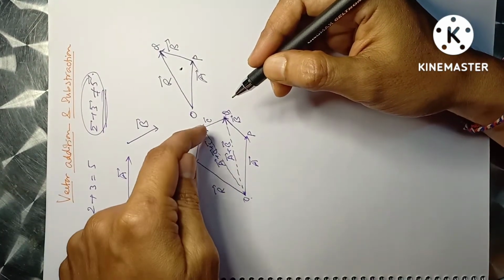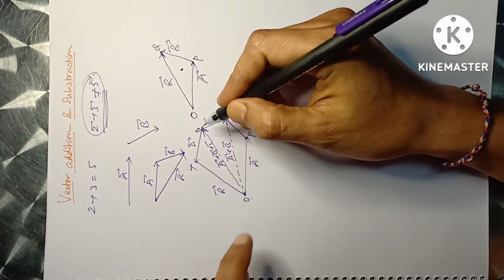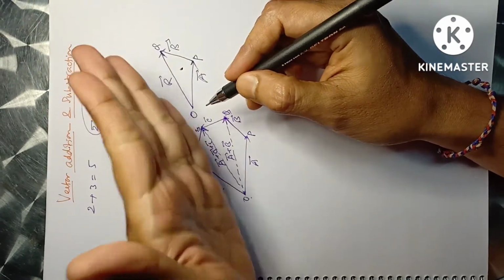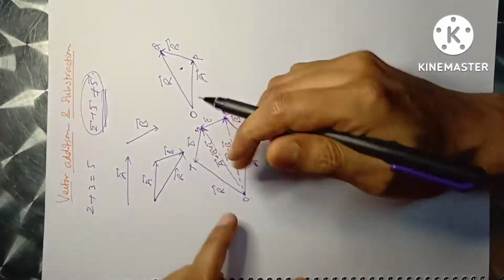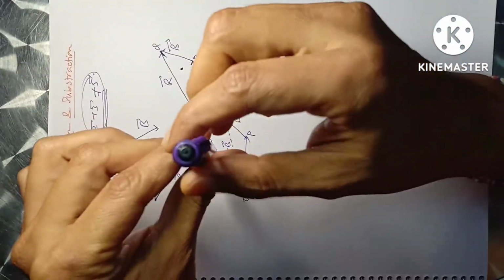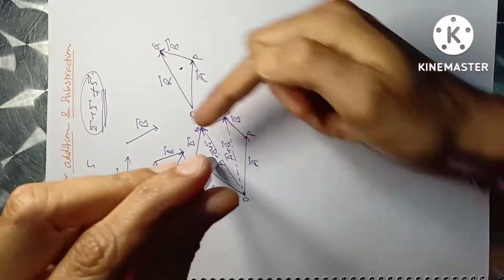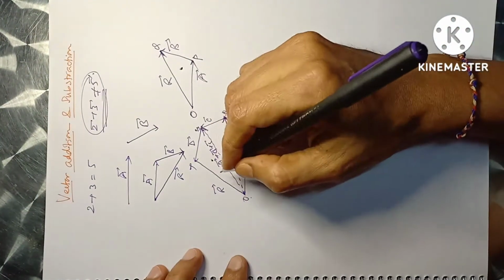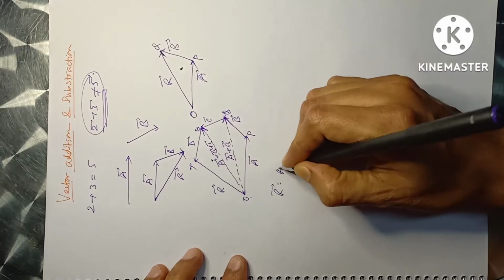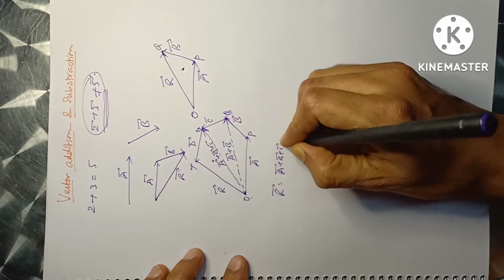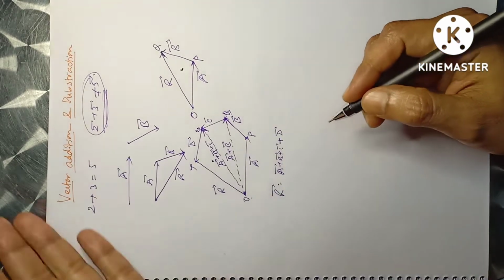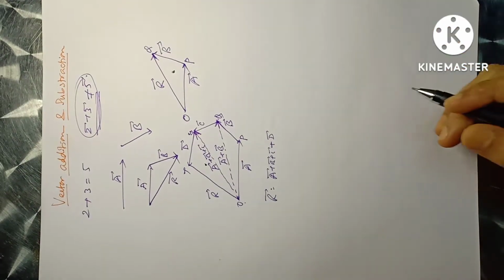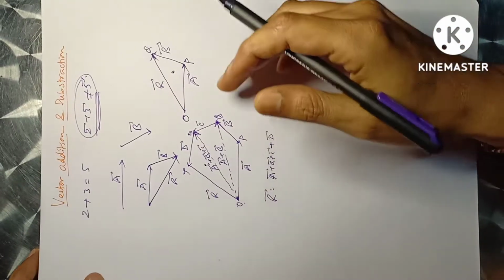In a similar way, we can add D. O to S is A plus B plus C along this direction, then S to T along this direction. If you consider the center of the triangle, then both are anticlockwise, O to S and S to T. Then the resultant R will be clockwise. So you can write R vector equal to A vector plus B vector plus C vector plus D vector. In this way, we can add any number of vectors. This is how we get the polygon law from the triangular law.